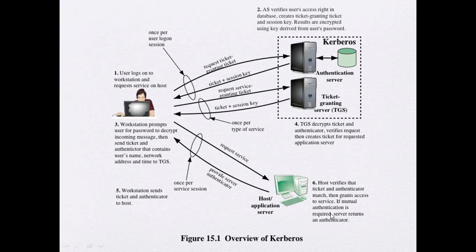If mutual authentication is required, the server returns an authenticator. These are the six steps involved in Kerberos version 4. Now we will see in detail what happens. Initially there is the user, this is the Kerberos authentication system, and these are the servers. These three parties are involved here.